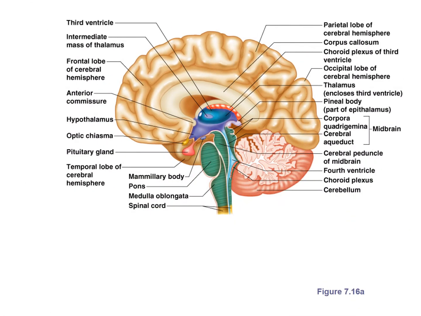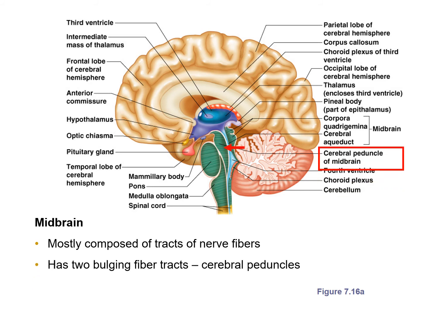The brainstem is shown here in green. The midbrain is the most superior portion of the brainstem, the portion closest to the diencephalon. The brainstem in general is composed of fiber tracts which send nerve impulses to and from the brain. Two prominent bulging fiber tracts are the cerebral peduncles.